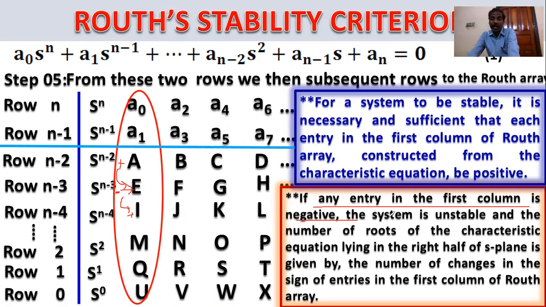If any entry in the first column is negative, the system is unstable. The number of roots of the characteristic equation that lie in the right half of the S plane is given by the number of sign changes of the entries in the first column of the Routh array. So if the sign changes from plus to minus and minus to plus, that is 2. If there is only one change, only one root lies on the right-hand side of the S plane.